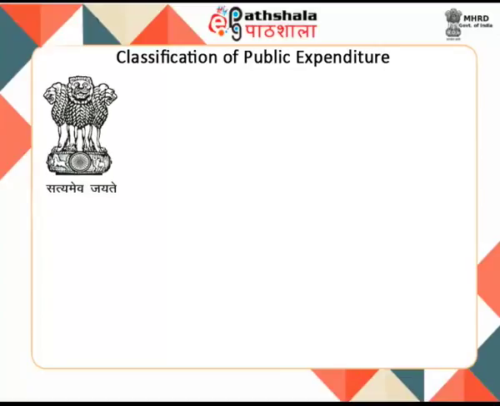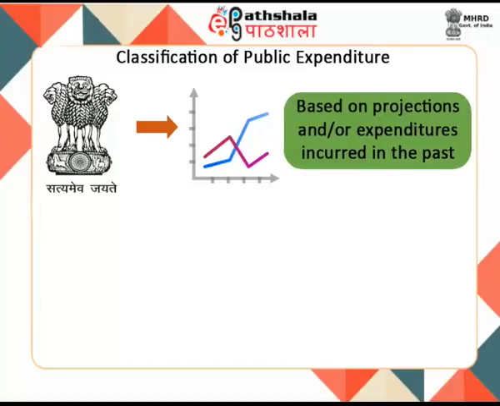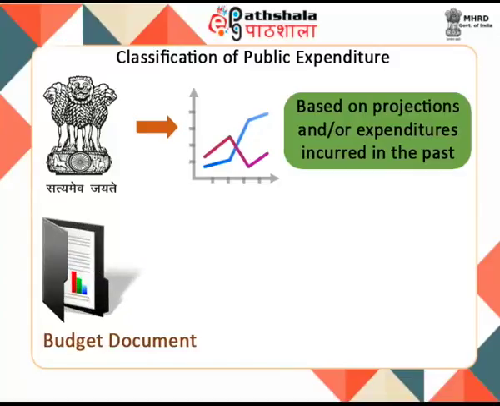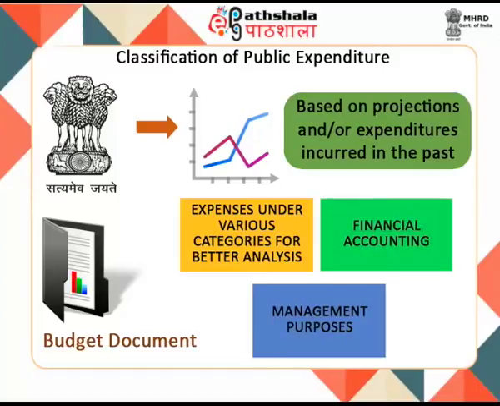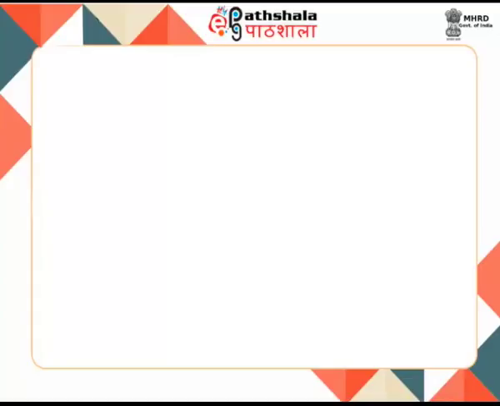Every year, the government prepares estimates of expenditures based on projections and or expenditures incurred in the past. This is then presented for parliamentary approval under Article 112 of the Indian Constitution in the form of a budget document. The budget document includes information about expenses under various categories for better analysis, financial accounting, and management purposes. The central government had adopted a new classification of public expenditures from the 1987-88 budget.